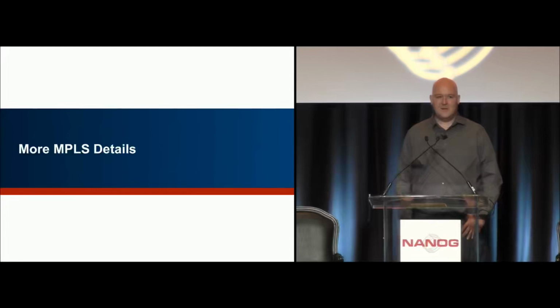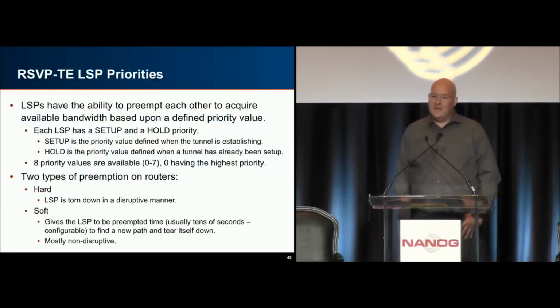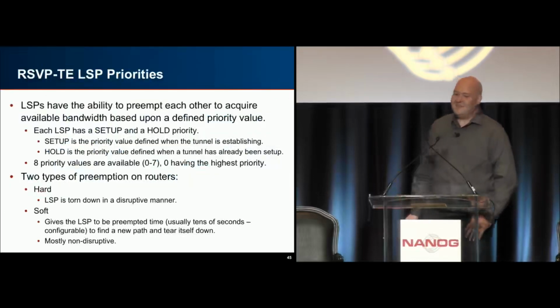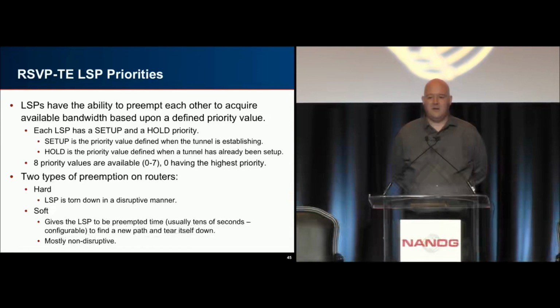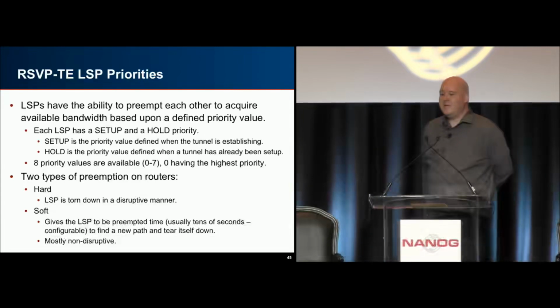So some more details about MPLS, because who doesn't need more details about MPLS? So your LSP priorities, remember when I said that individual LSPs have the ability to preempt each other? So what happens here is you have two different values. You have what's called a setup priority and a hold priority. The setup priority is the value that's defined when the tunnel is establishing, and the hold priority is how badly do you want to not be preempted. And then there's two types of preemption.